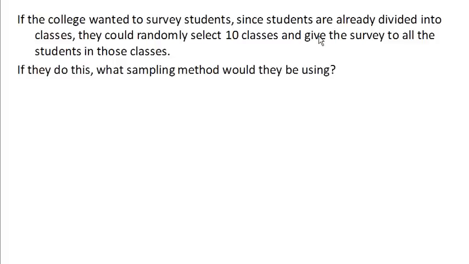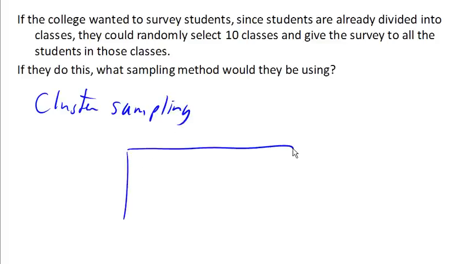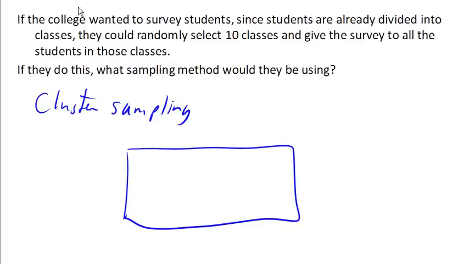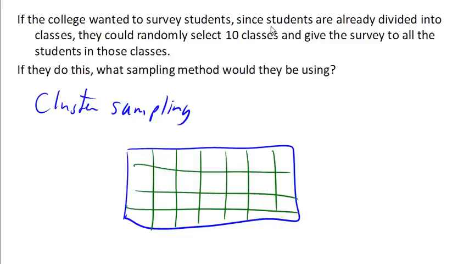Now, suppose a college wanted to survey students, and since students are already divided up into classes, they just randomly select 10 classes and give the survey to all the students in each of those 10 classes. This is a sampling method called cluster sampling. And this is different than the stratified sampling we saw earlier. Because in stratified sampling, remember, we divided the population up into three groups and then randomly selected from inside each group. With cluster sampling, we're dividing our population up into groups, in this case classes. And then instead of randomly choosing from inside each of these groups, we're going to select 10 of those groups and give the survey to all the students in those classes. So we're randomly selecting pockets, and then sampling everyone inside that pocket.